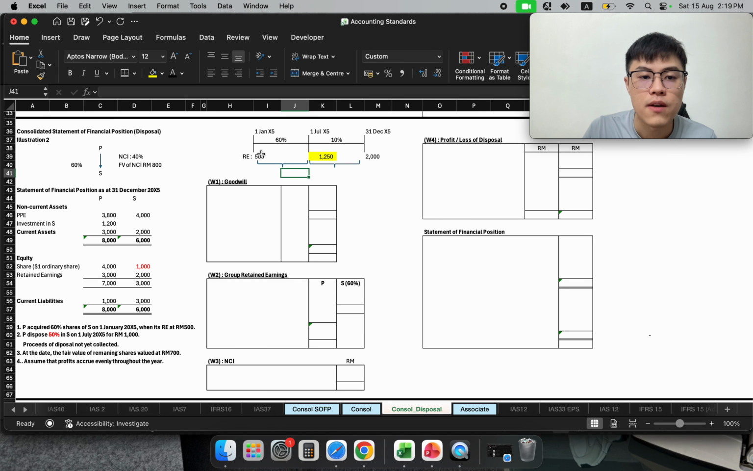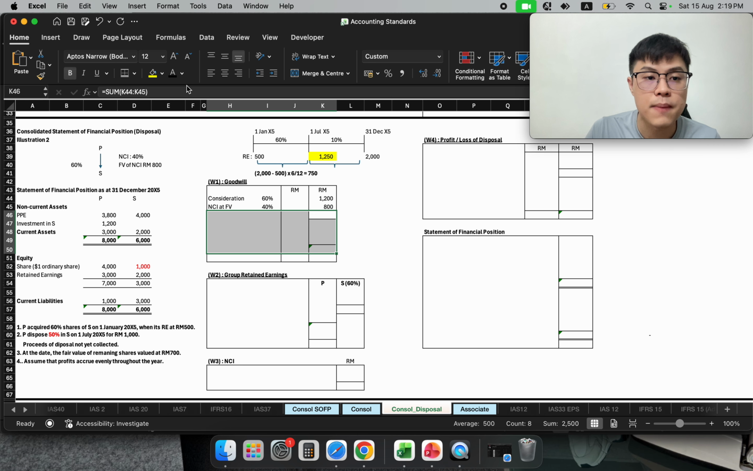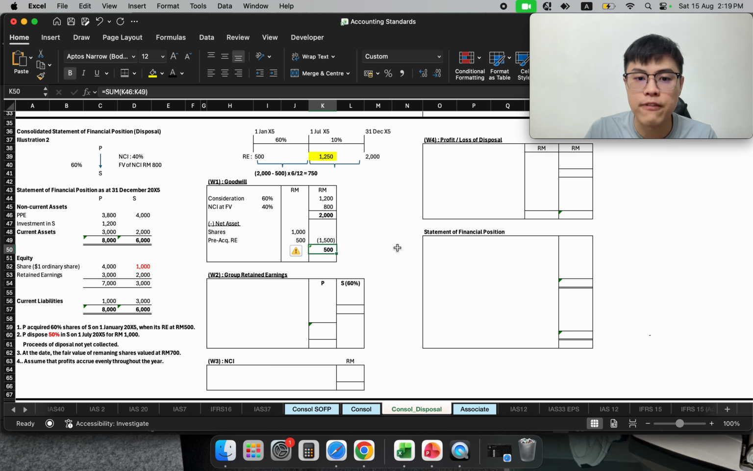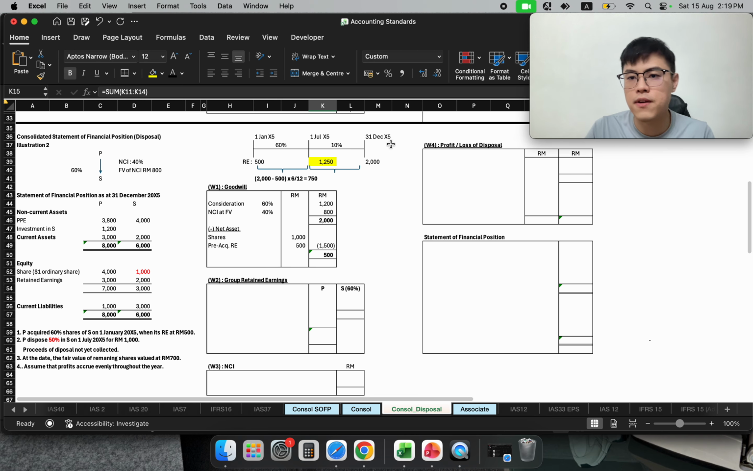Same things. Retained earning at the acquisition is 500, closing 2,000. So we accrue evenly. We know that 1,005 times 6 divided by 12 is 750. Opening 500 plus 750, you get 1,250. And we will calculate the goodwill like what we did just now. Considerations plus our NCI at fair value, same thing like just now, and minus my net asset. I will get goodwill 500 as well. Can you see? Exactly the same goodwill. We won't touch anything. These two scenarios are mostly the same.